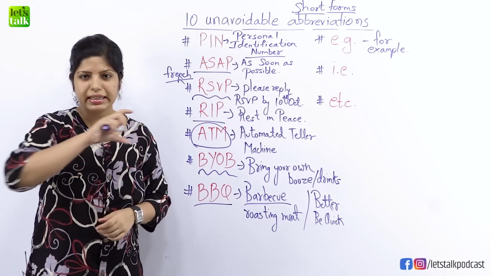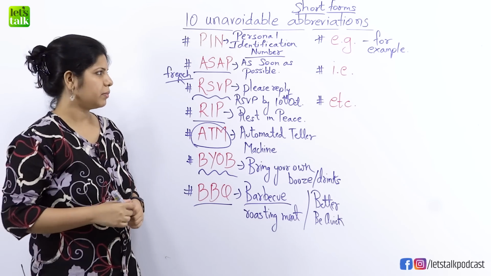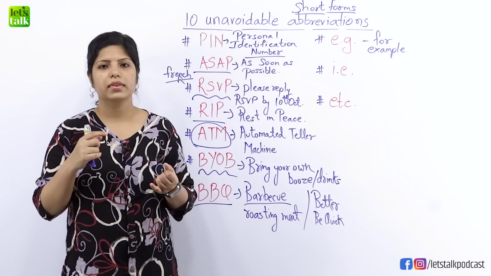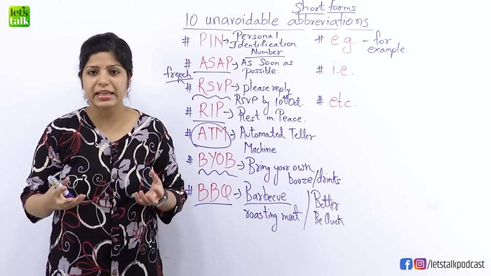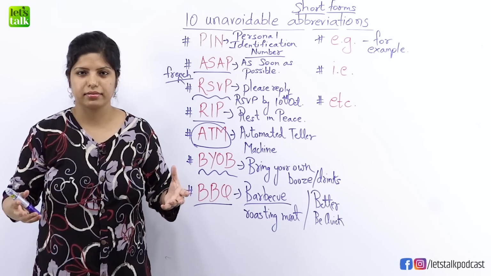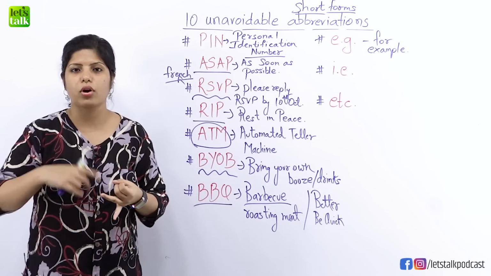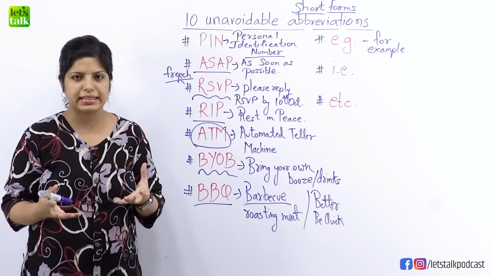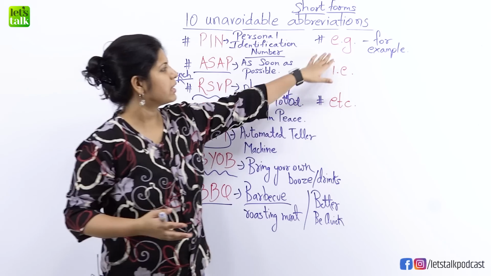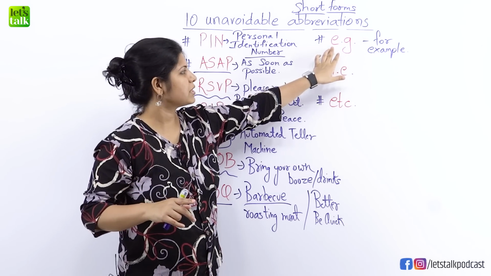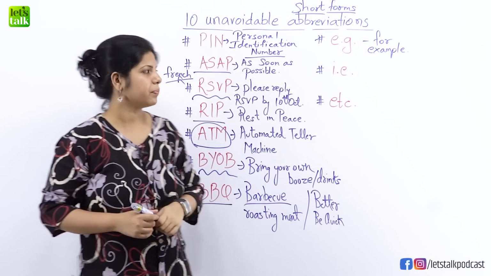So, if you're reading a sentence, you would see something like, there are many reptiles which lay eggs, E.G. snakes, frogs, etc. You would read a sentence like this. So when you want to give an example in the written form, you use E.G.